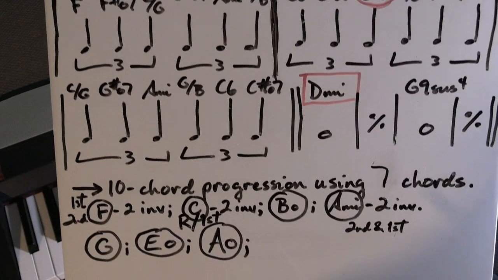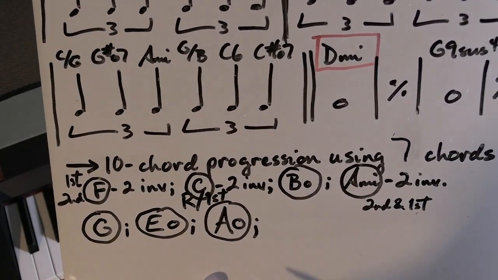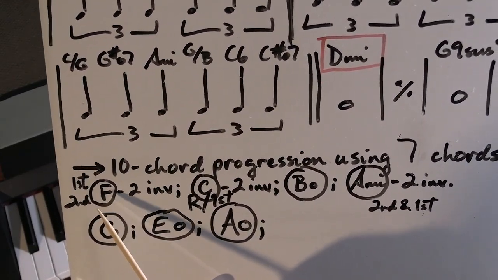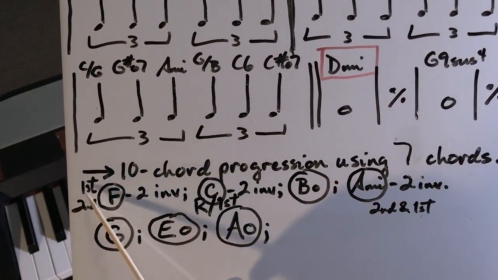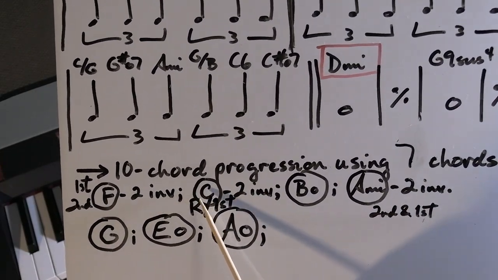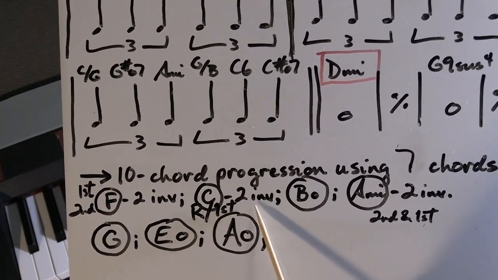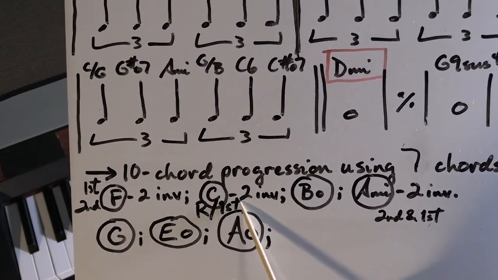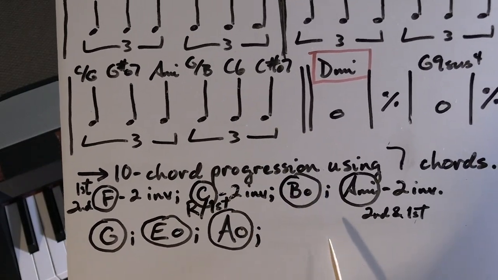So it's a 10-chord progression that uses 7 chords. It loops around 3 times. So the chords used are the F major 7. I'm sorry, just the F major triad. My mistake. It uses a first inversion and a second inversion. It uses a C major triad, root position and a first inversion. Only 1 inversion actually, root position and first inversion. So scratch that.